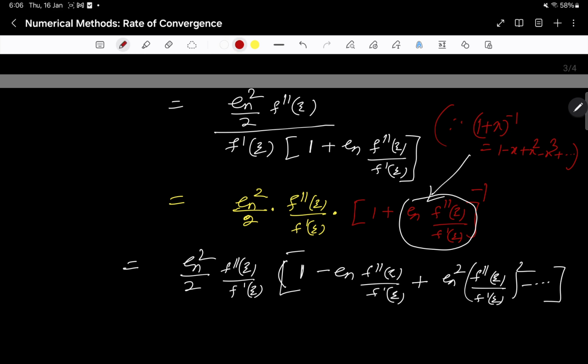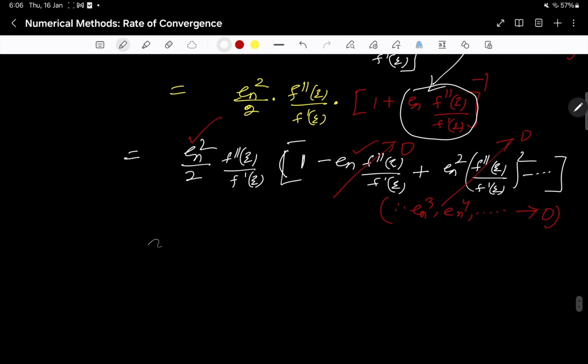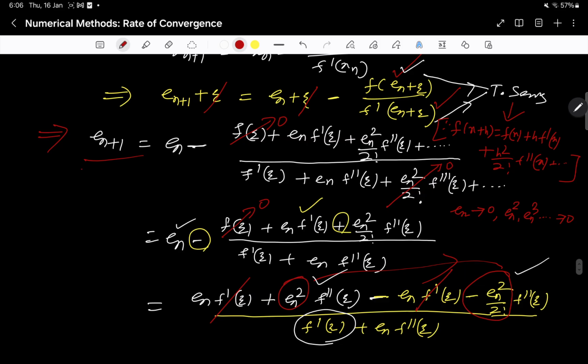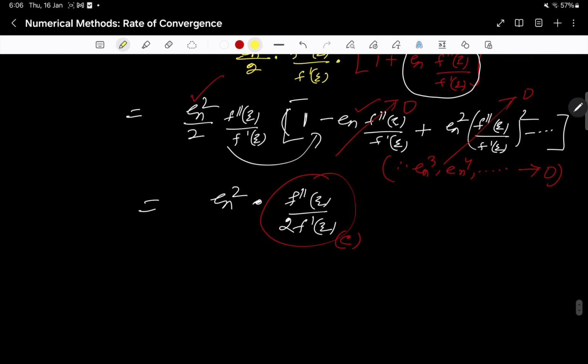Now you see this epsilon n square is again multiplied with this, so these are now tending to 0, because here εn³, εn⁴, and so on, are very, very small and close to 0. Now if I multiply it, this will be my εn² into this f''(ζ) by 2 f'(ζ) into this. So let me say this is my constant c. So what will happen, consequently my |εn+1| is almost the same as c into |εn|². So now this 2 is the order of the convergence.